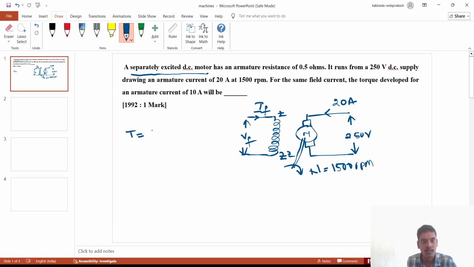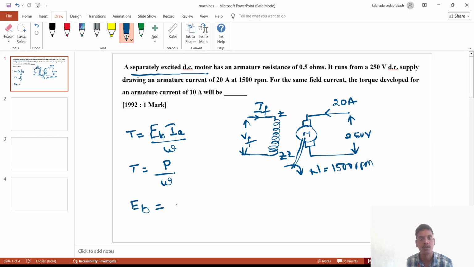What is the formula to find the torque? Torque is equal to EB into IA, which is power, divided by omega, the angular velocity. So torque is equal to P by omega. P is equal to EB into IA, so we need to find the back EMF, EB.